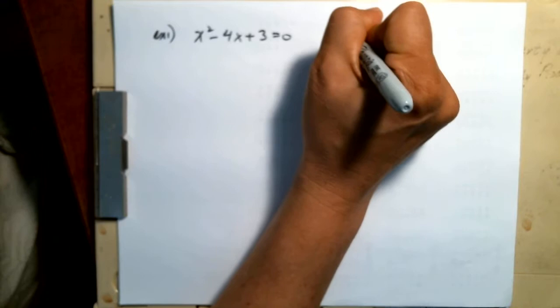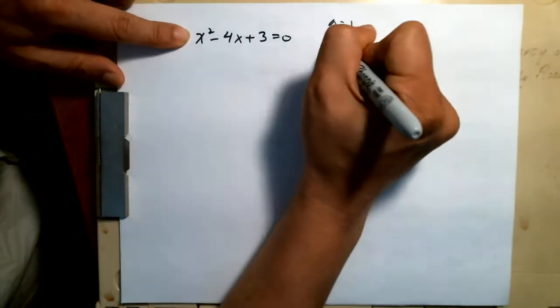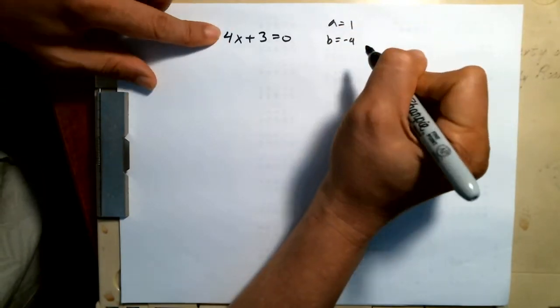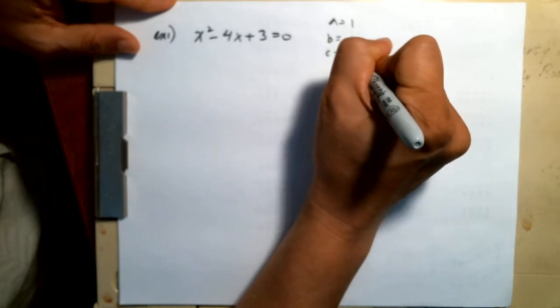My a value is equal to 1. The leading coefficient is 1. My b value is negative 4, the coefficient of the linear term. And my constant term, c, is 3.